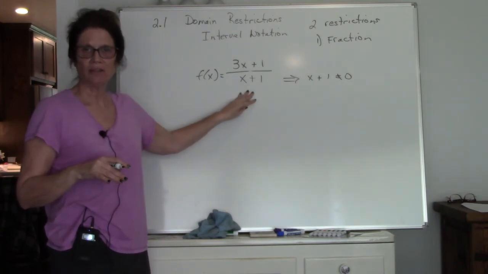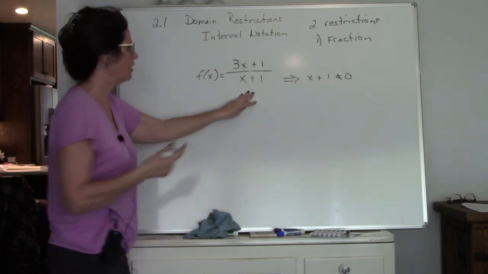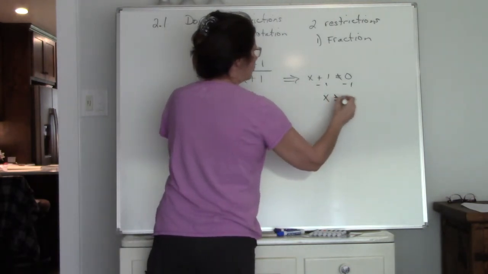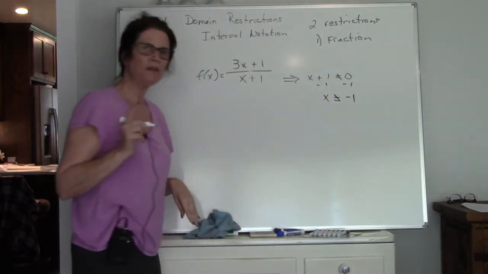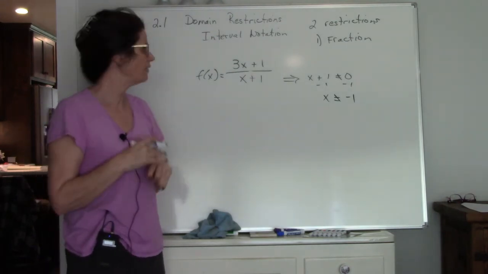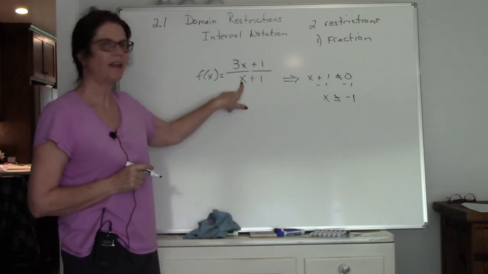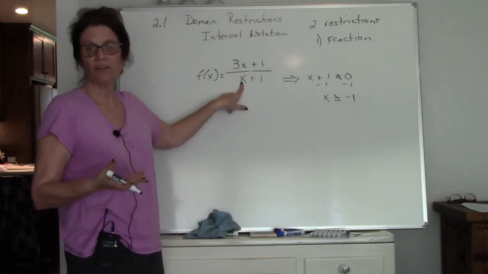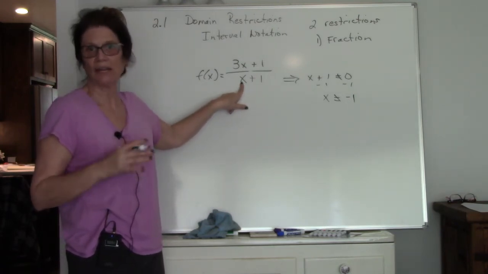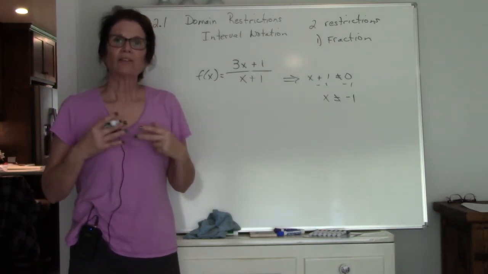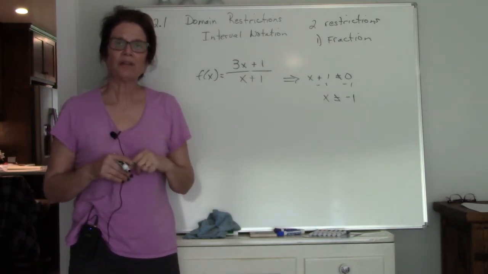So we have to set the denominator to 0 and solve. I'm going to subtract 1 from both sides. So my domain restriction says I can have any value except -1, because if I plug -1 in here, I'm going to get 0 for my denominator. That won't work. So my domain restriction is all reals except -1.